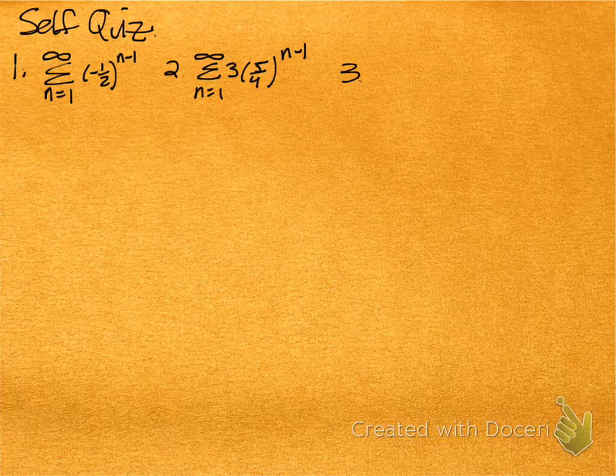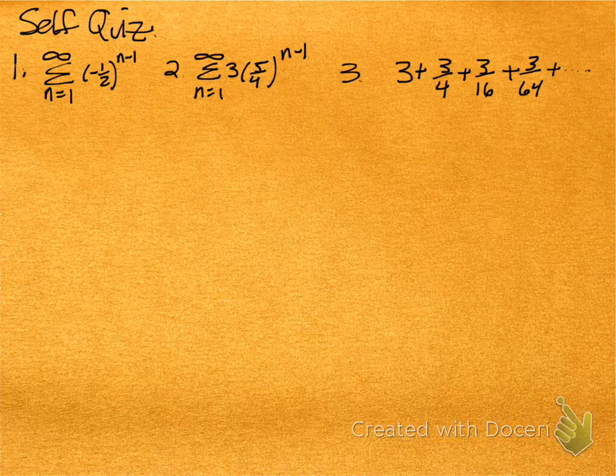Let's actually write out the sum. It's going to be 3 plus 3/4 plus 3/16 plus 3/64 plus etc., etc. So give those a shot. Remember to check out the common ratio r. Make sure that the absolute value of r is less than 1. And if it is, use the formula. If it's not, remember, there's no sum.